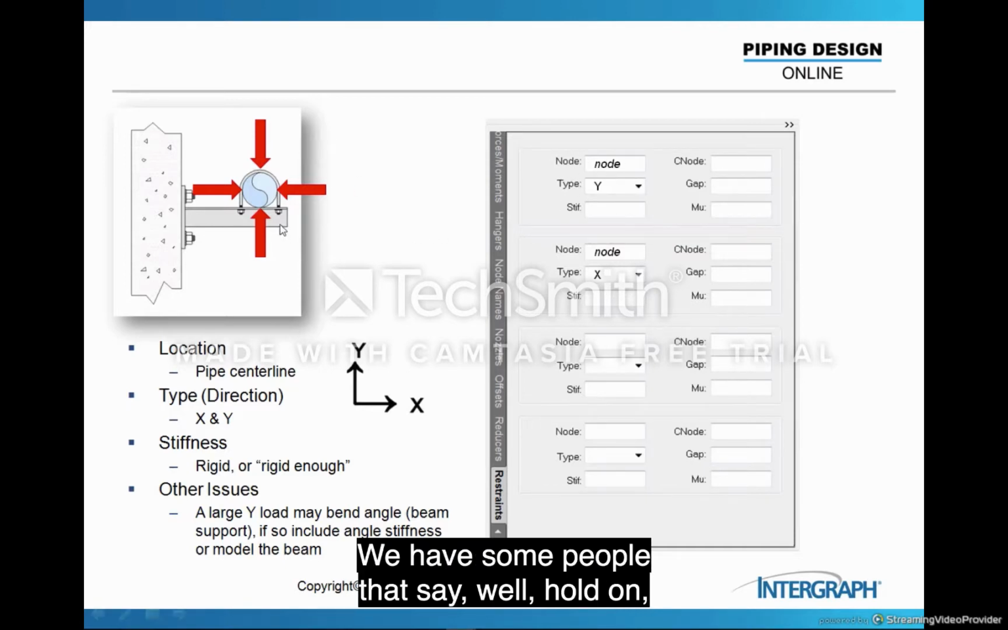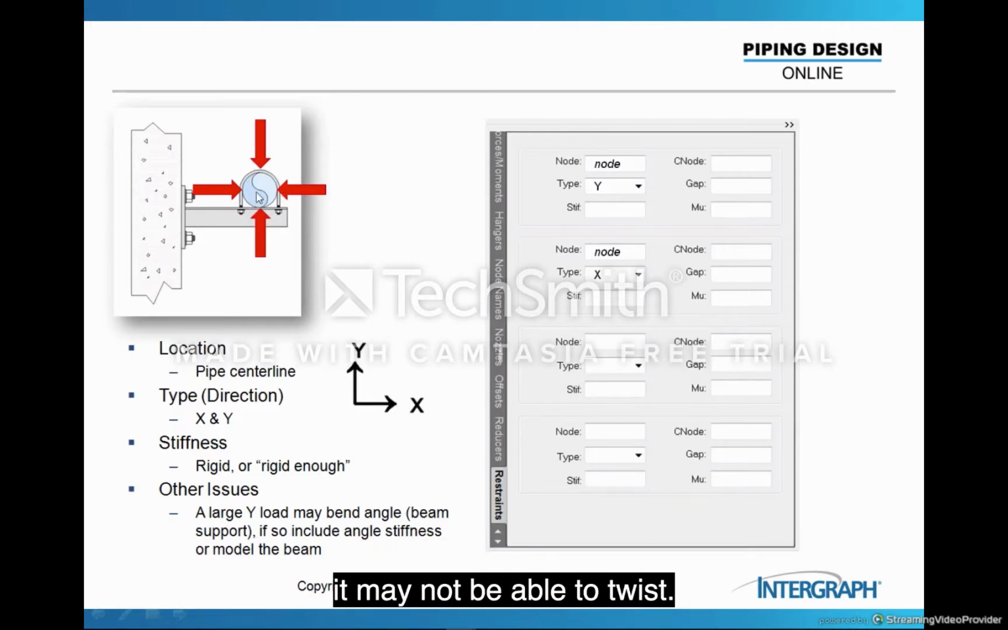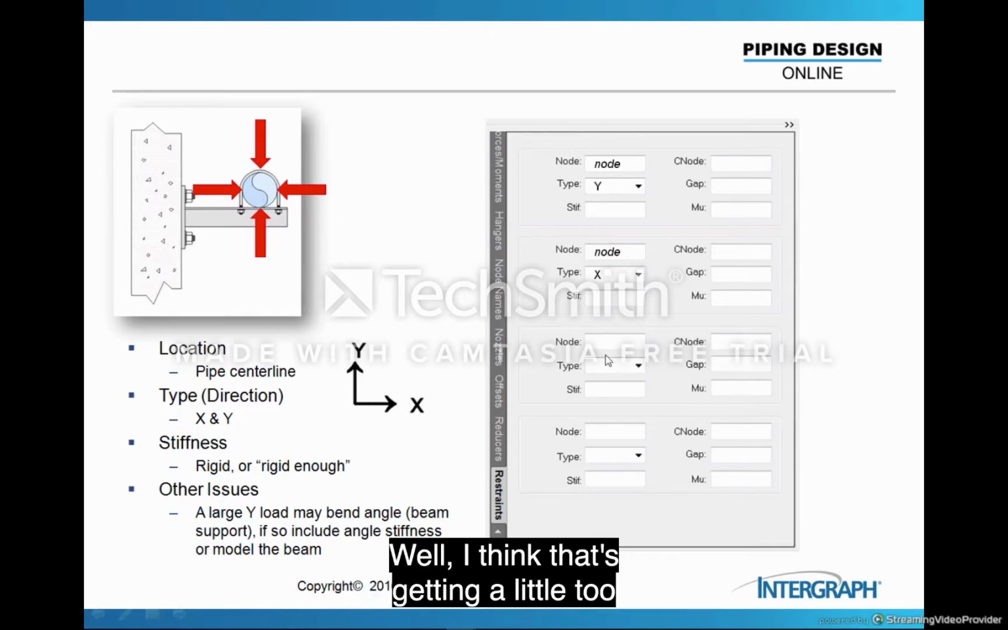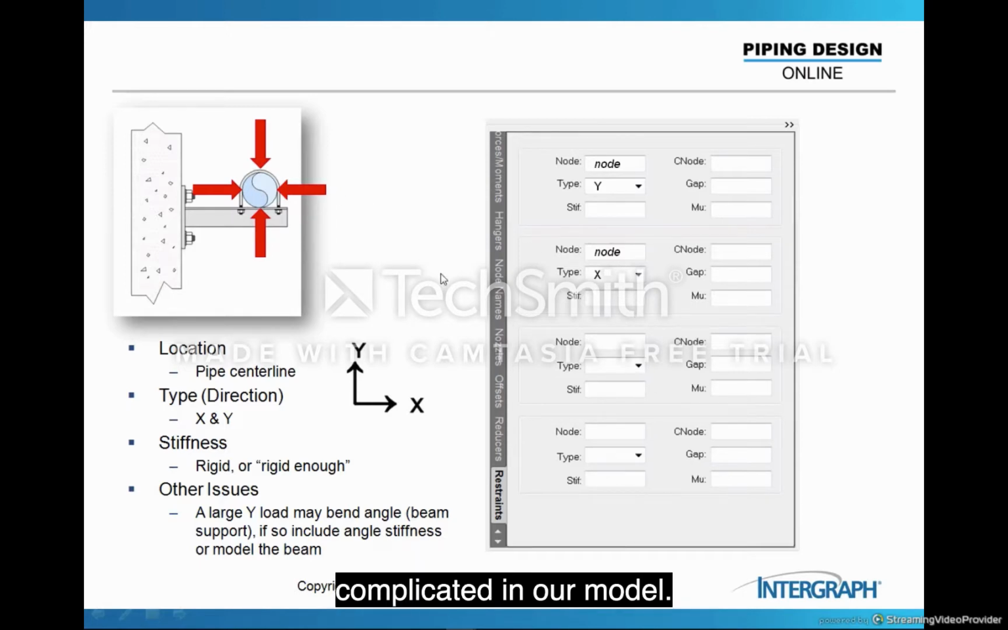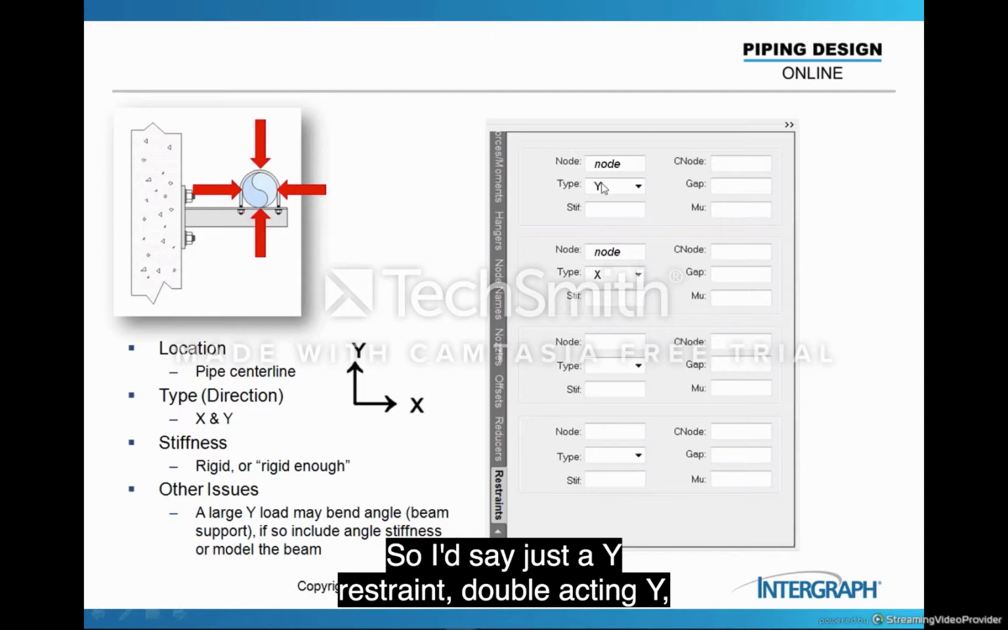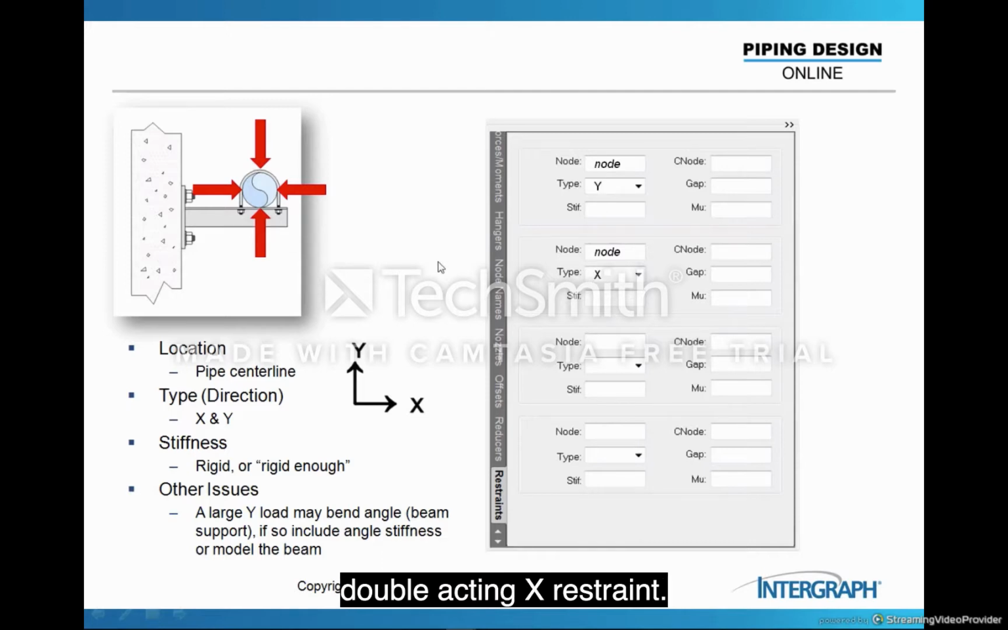We have some people that say, well, hold it, if that U-bolt is really tight on the pipe, it may not be able to twist. Well, I think that's getting a little too complicated in our model. So I'd say just a Y restraint, double acting Y, double acting X restraint.